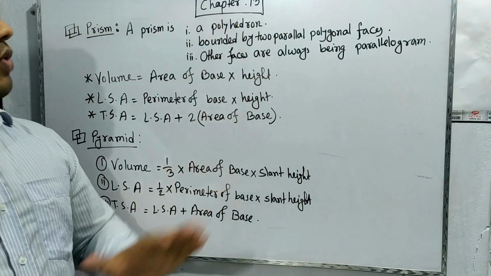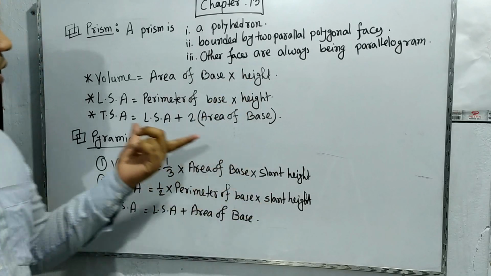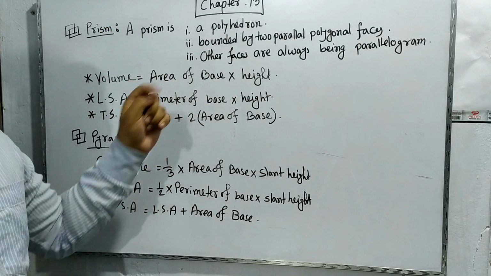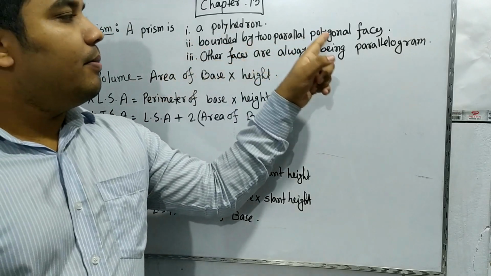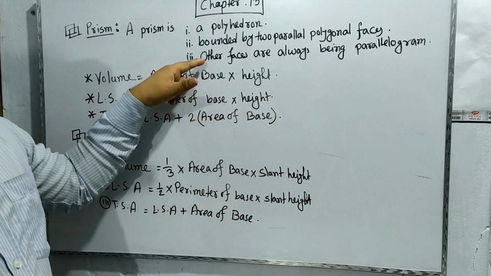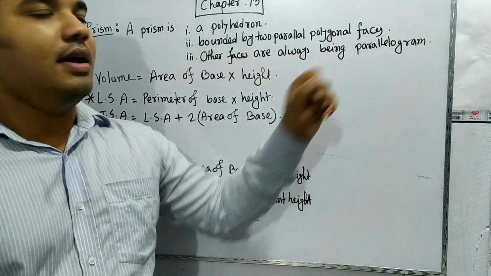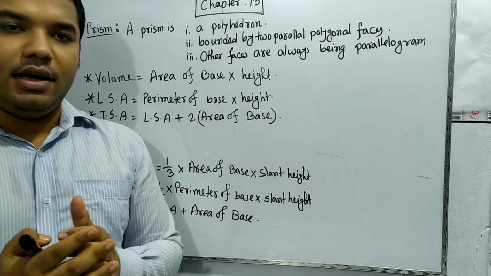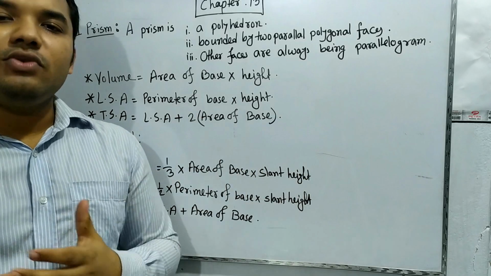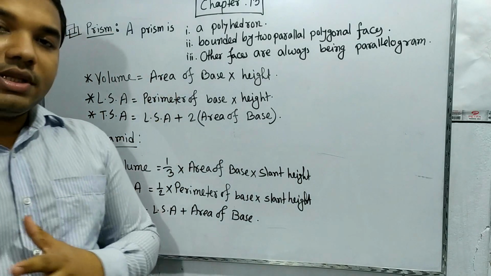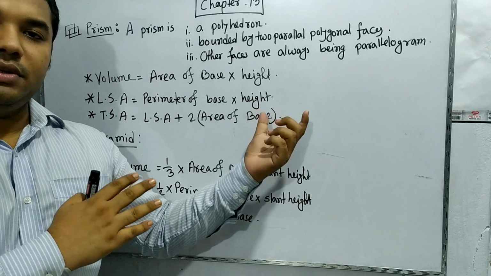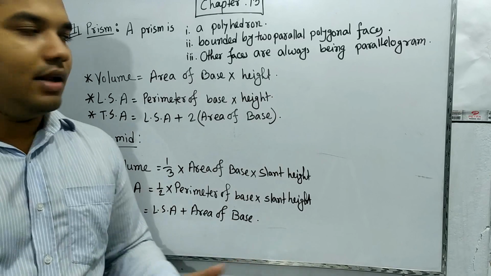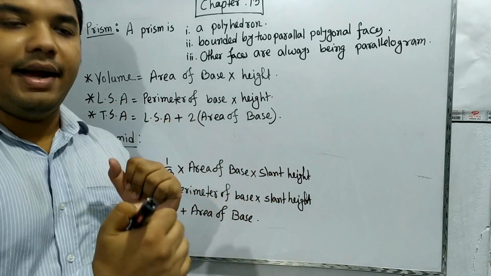Here is a definition found in our textbook. A prism is a polyhedron. This is number 1. Number 2, it is bounded by two parallel polygonal faces, and the other faces are always parallelograms. What are we talking about in these three parts? If we are trying to give the definition of a prism, it looks like this: here we will see two bases, and the two bases will be identical, or the two sides of the prism will be identical.